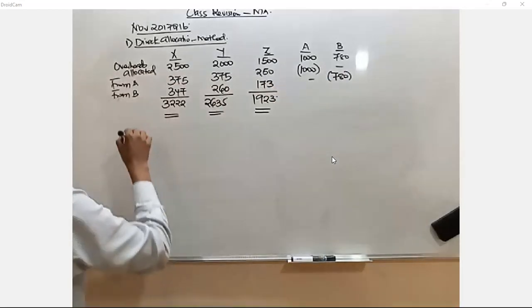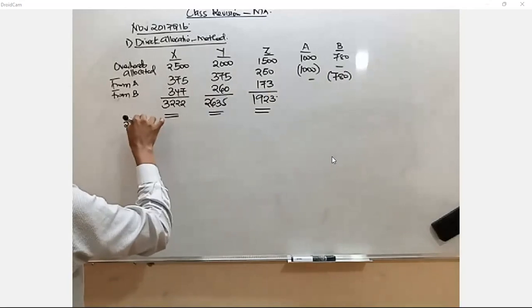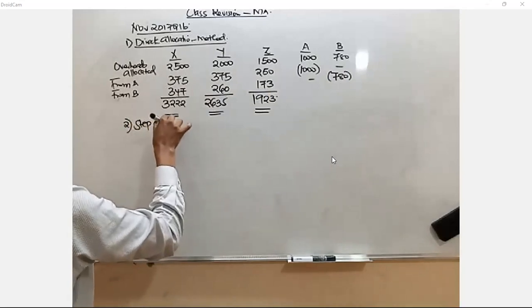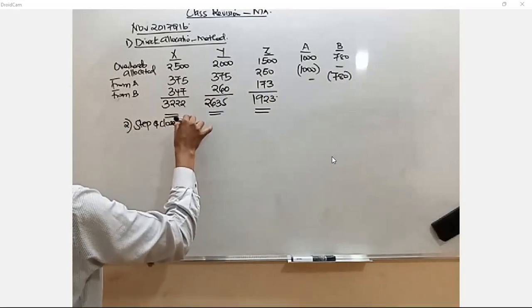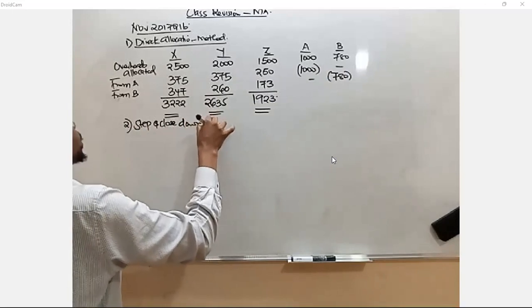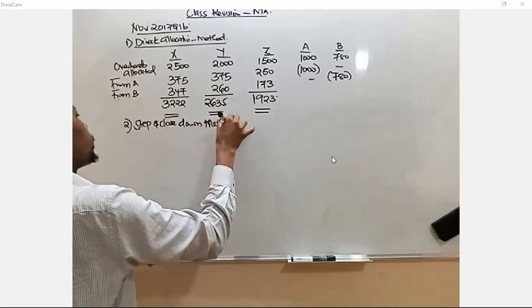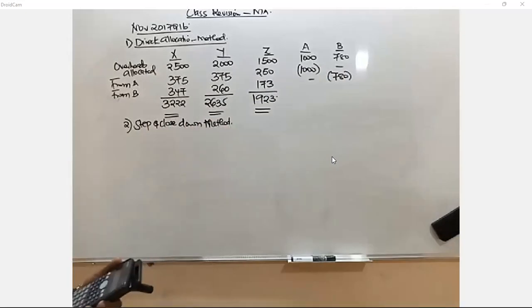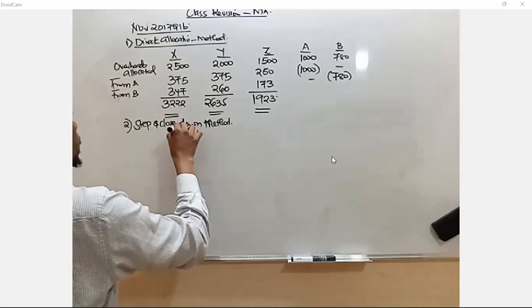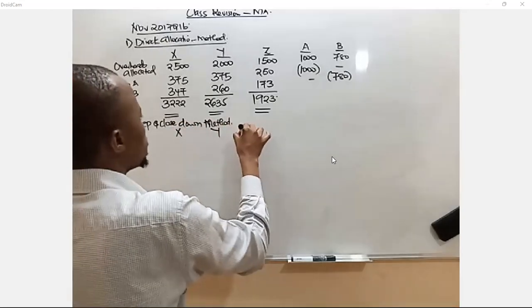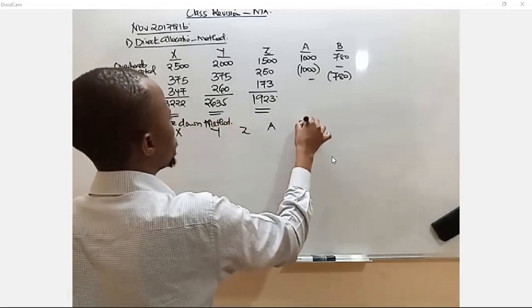Number 2, we normally talk about the step and close down methods. They are calling it the step-down case. In this case, you identify the service department which is allocating the highest proportion and allocate it first. So in this case we have X, Y, Z, A, B.